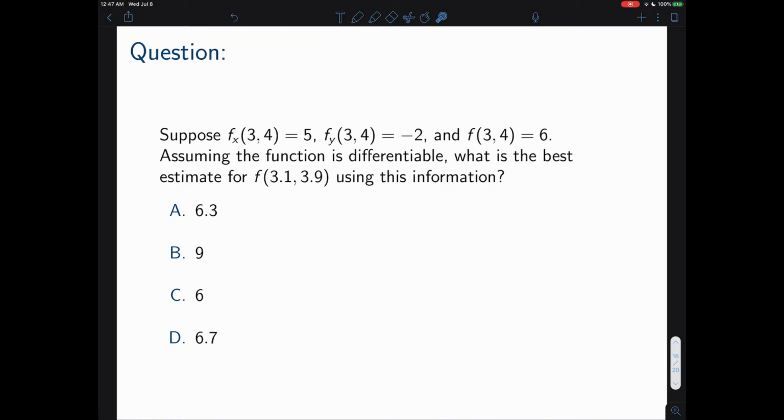Here's an example for our function f. This is not the function f from the previous slide. This is a different function f. We're not given a formula. All we're given is that f of 3, 4 is 6, fx of 3, 4 is 5, and fy of 3, 4 is negative 2. Given that, what is an estimate for f of 3.1, 3.9? Is it 6.3, 6.9, 6, or 6.7? Which of those is the best estimate? You can pause the video and think about it.